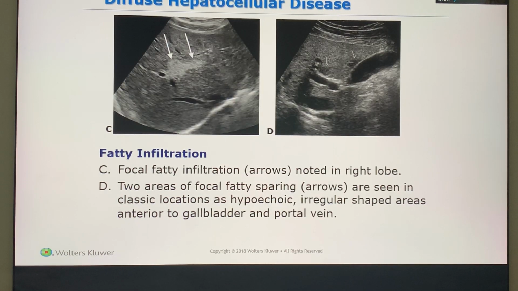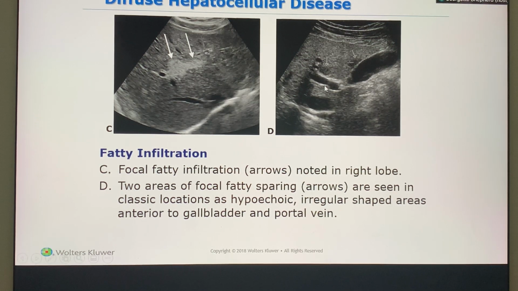You need to know the difference between fatty infiltration and focal fatty sparing. This is infiltration. This is fatty sparing. Anytime you see either one of these disease processes, you want to measure it and put color on it.